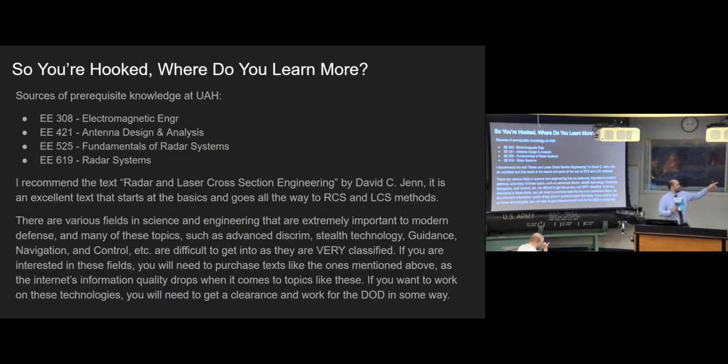This text, Radar and Laser Cross-Section Engineering by David C. Jenn, is excellent. It is from the AIAA Education Series. I recommend AIAA texts all the time. I have a collection of many of them. They're pricey, so I don't recommend buying them willy-nilly. The full collection of 300-something books is like $40,000 if you buy all of them. It's insane. But each one can be anywhere from $60 to $150, and they're very, very helpful.